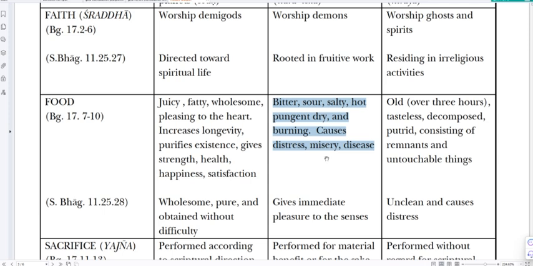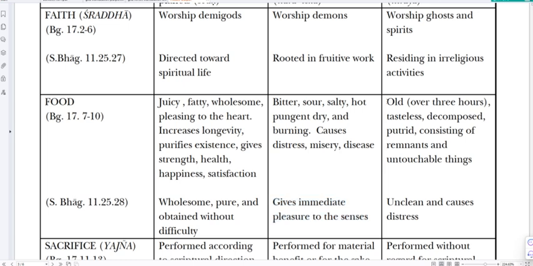Upset stomach, food poisoning, right? These all happen. Distress. While eating also there is distress. So when you eat food which is in the mode of passion, you will definitely get miseries. They may give immediate pleasure to the senses, but it will be followed by distress. Some problem will be there.